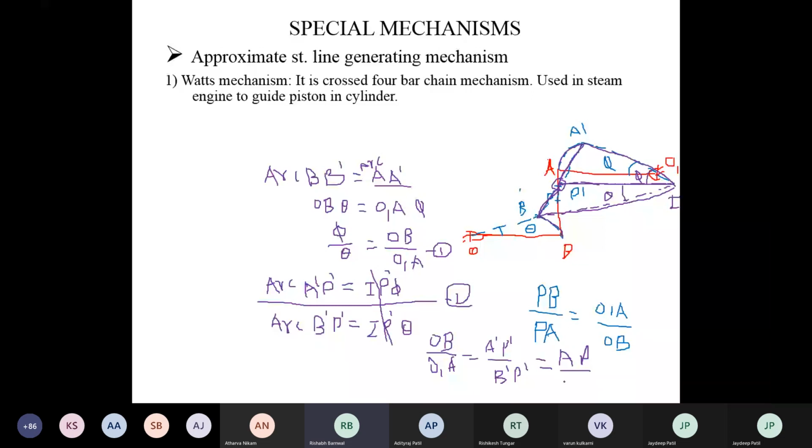Okay, now see this equation. What you have to prove is that PB upon PA, means if you take this denominator to the numerator, PB upon PA is equal to this one, O1A upon OB. Hence we prove that. Correct? Is it right, sir? Okay. Hence we prove that P traces an approximate straight line. Understand all of you? Yes, sir.